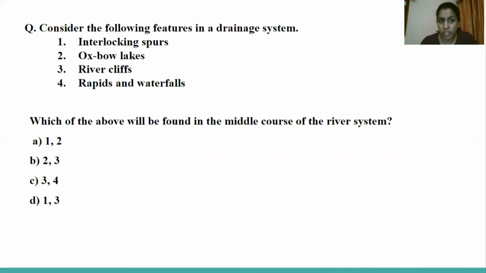So here is a question for you. Consider the following features in a drainage system. The first is interlocking spurs, second is oxbow lakes, third is river cliffs, and fourth is rapids and waterfalls. Which of the above will be found in the middle course of the river system? Look at the options and please reply with the correct option in the comment box.